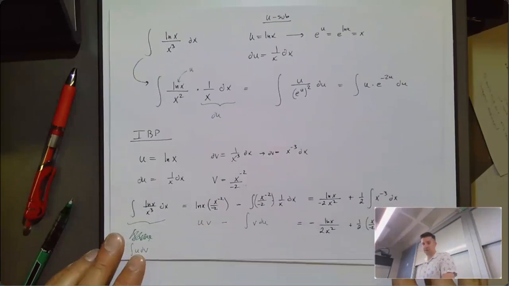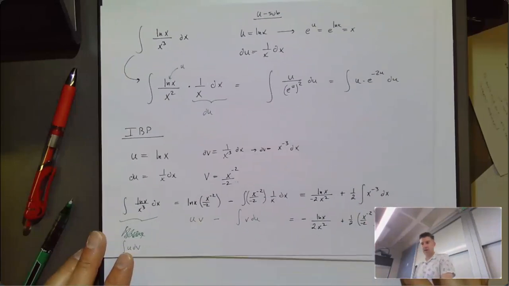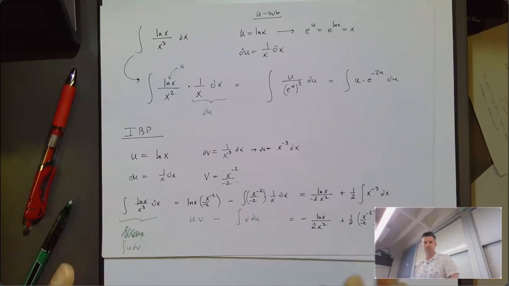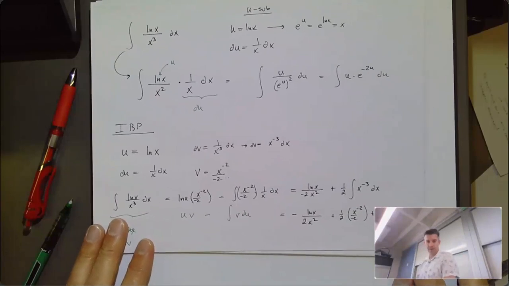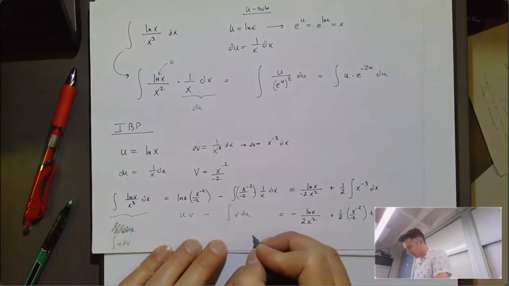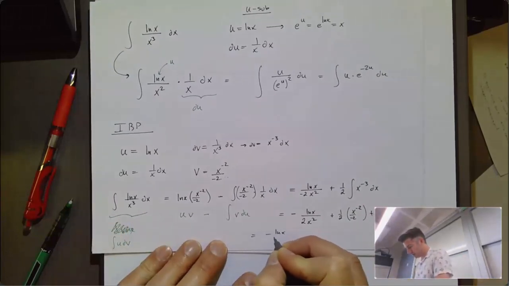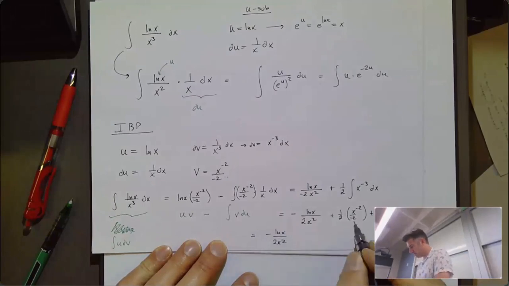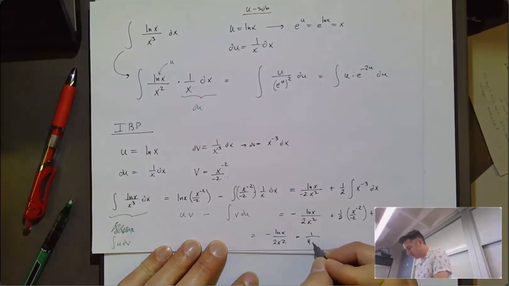And then if you cared to simplify this, I would, sorry, just one second. I can't see the thing I'm trying to look at here. If you cared to simplify this, I would write this as negative natural log of x over 2x squared minus 1 over 4x squared.